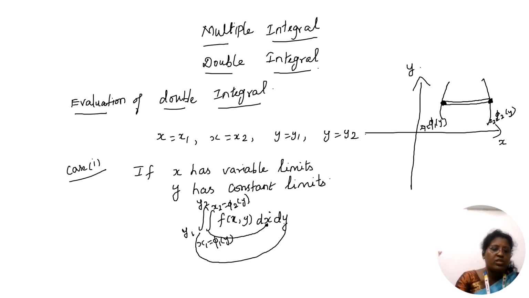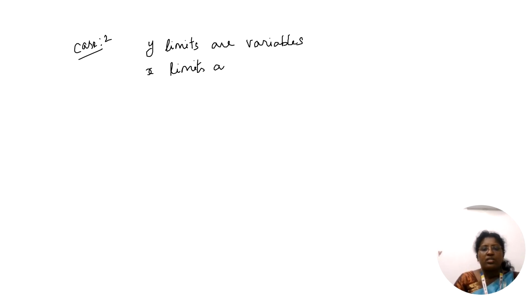Now we will move on to case 2. In case 2, x limits are constant, but y limits are variable. So y has variable limits. Y limits are variables. And here x limits are constant. X limits are constants. So in this case, how to find the limits?